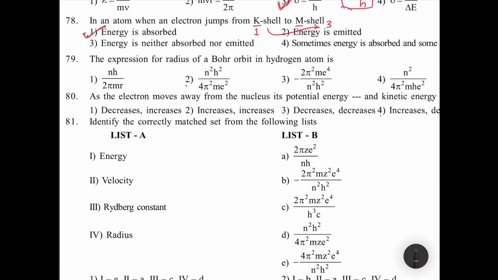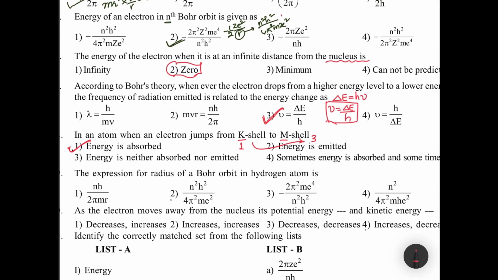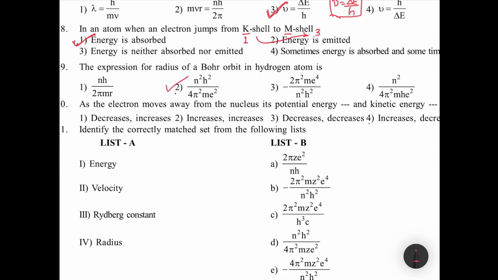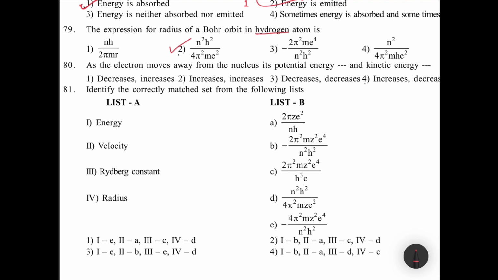79th question. The expression for radius of a Bohr orbit in a hydrogen atom is. Quick. Who is ready? Radius. Just now we were discussing. Yeah, this one: n square h square by 4 pi square m Ze square. Hydrogen atom, so Z is not used here. n square h square by 4 pi square m e square, Z is equal to 1 here.